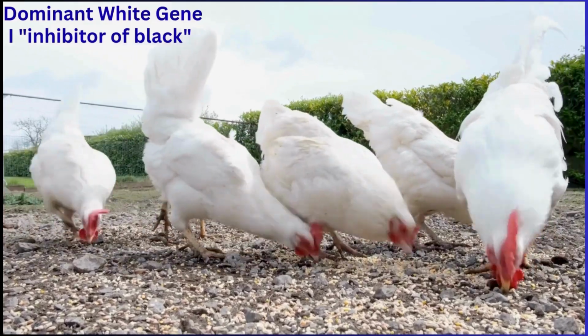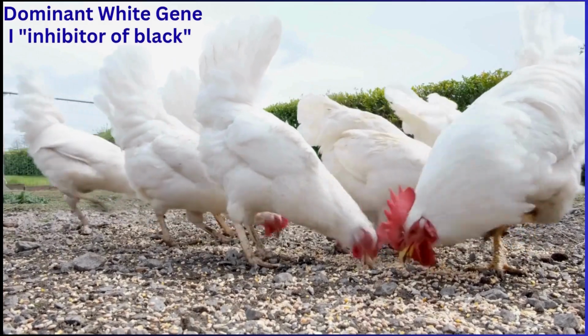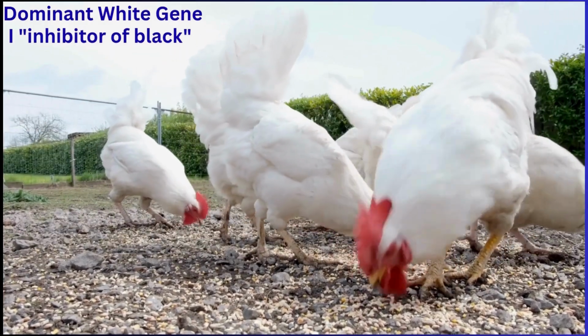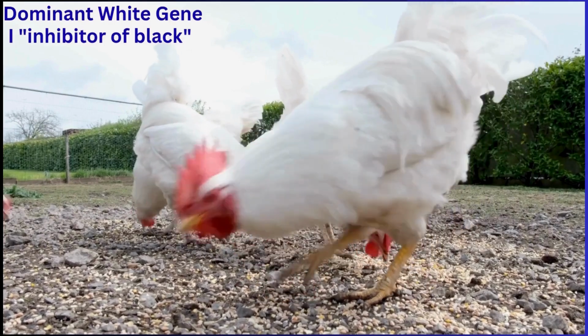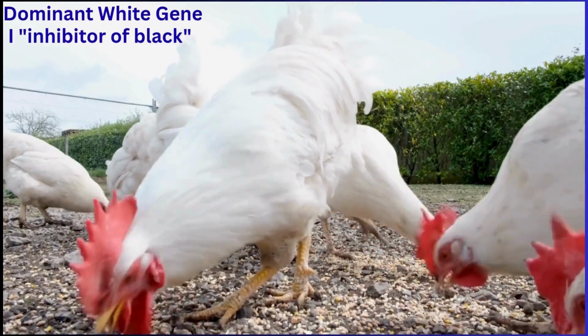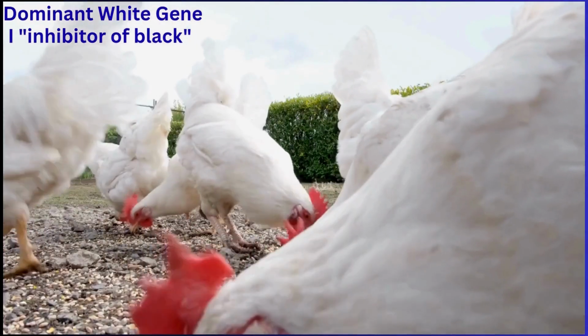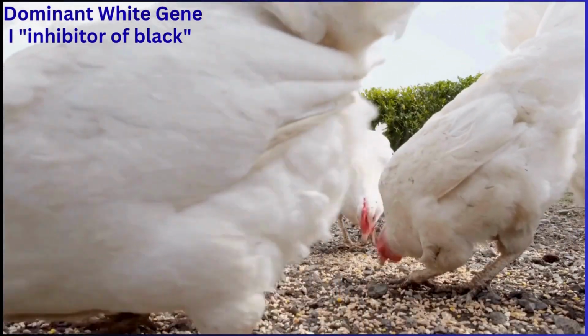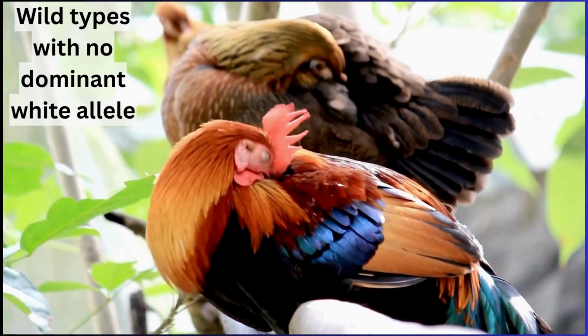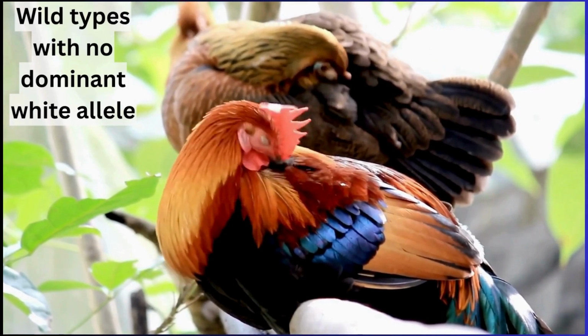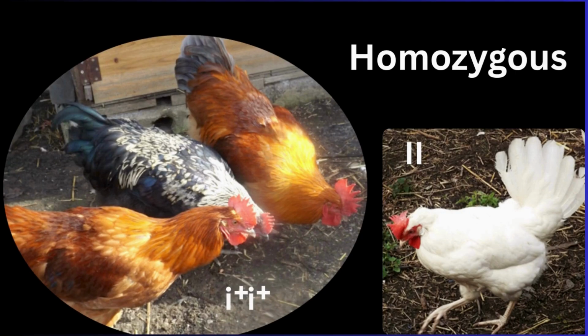This is an example of the dominant white gene. It's given the symbol I, which stands for inhibitor of black. The white leghorns in the video have two copies of the dominant white allele and are said to be homozygous for that allele. The dominant white allele evolved by mutation of the wild-type allele. Chickens with two copies of the wild-type allele or two copies of the dominant white allele are said to be homozygous at the dominant white gene.